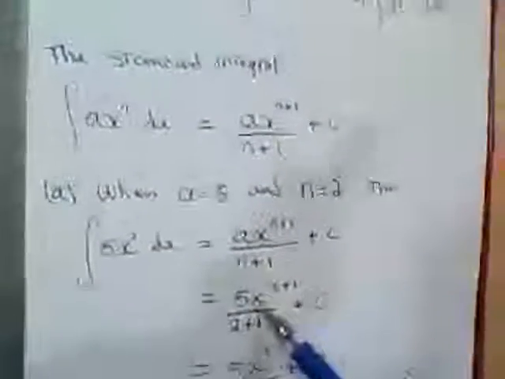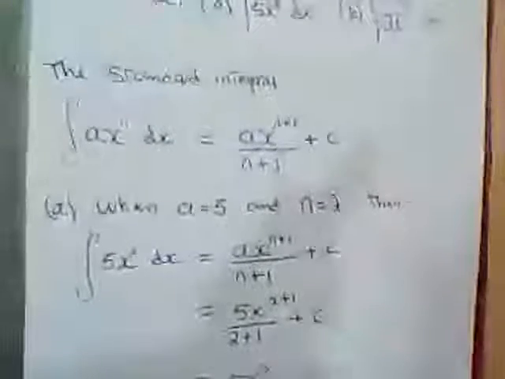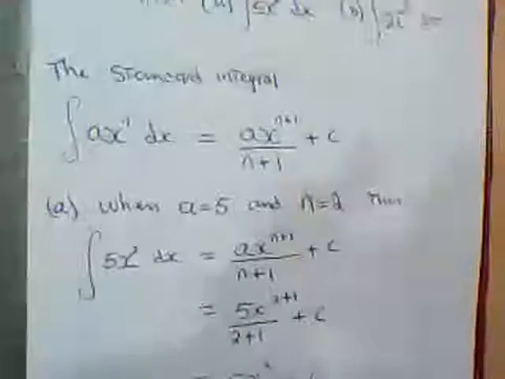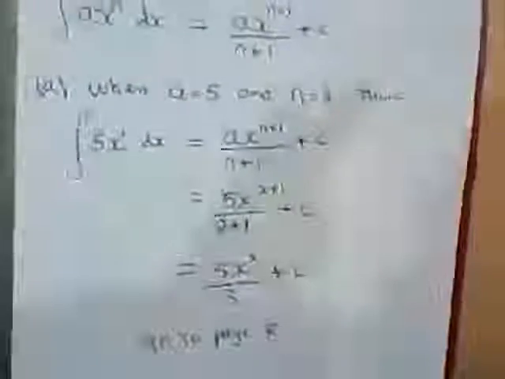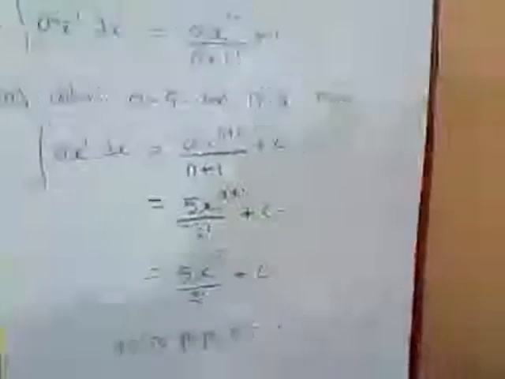Now 5x to the 2 plus 1 over 2 plus 1, plus c, gives us 5x to the cube over 3 plus c. Now we have not quite finished yet, so let me go down first and make sure that we get this all in. Now I'm going to go to page 8, but let me just pull back a little bit so you can get the whole picture in.